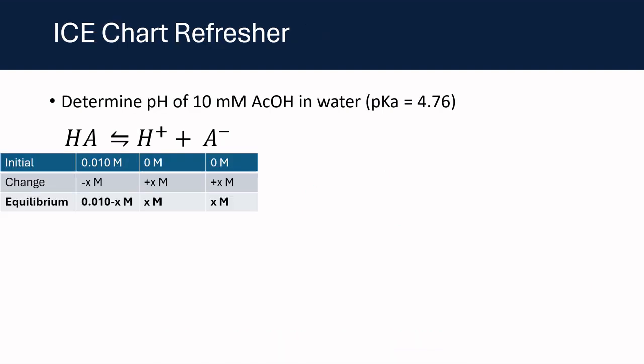Let's take a step back and reacquaint ourselves on how we can use pKa to calculate the pH of a solution that is acidified with, let's say, a weak acid. And in this case, we will be determining the pH of a 10 millimolar acetic acid solution. AcOH is a very common abbreviation, if you will, of acetic acid. And the pKa of acetic acid is 4.76.